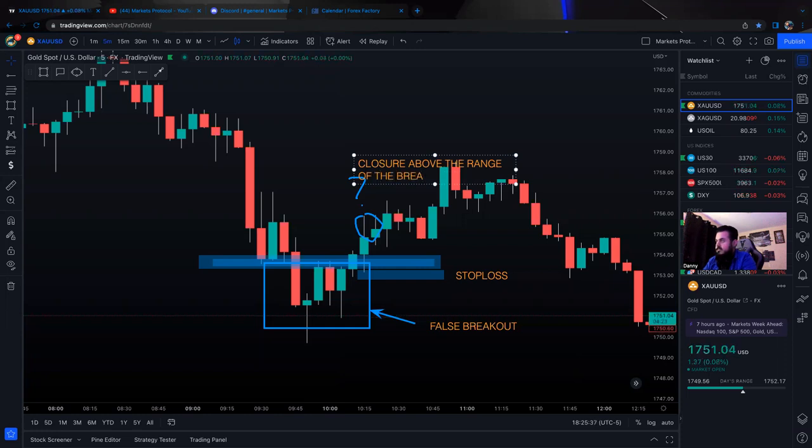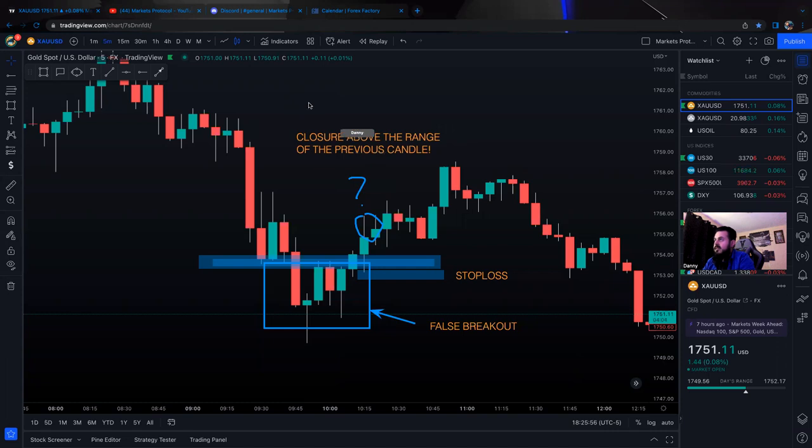the previous candle, you can expect price to further continue going bullish too. Where's that thing? Come on, man. There it is. Perfect. Let's highlight this, bring it right here. We have a closure above the range of the previous candle. So let's show you where that is. This is the candle that broke above, closed above, indicated a false breakout.